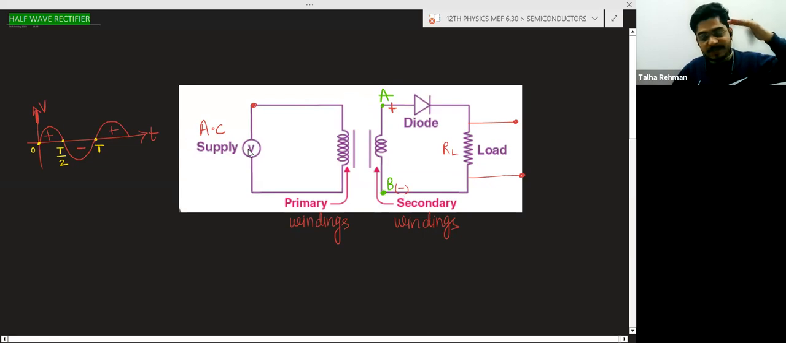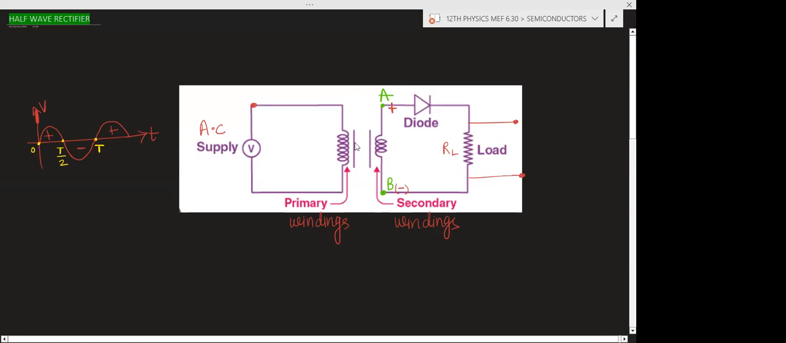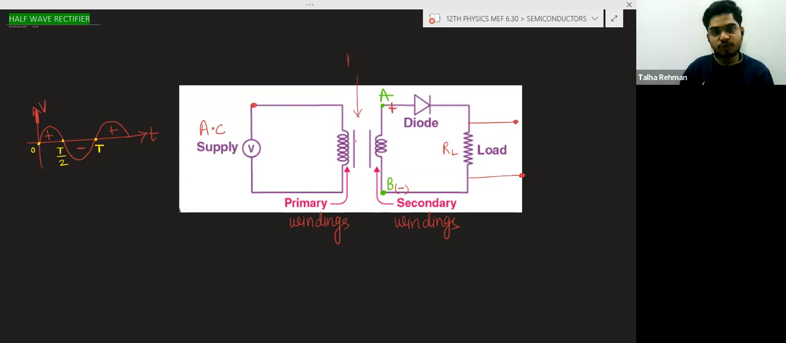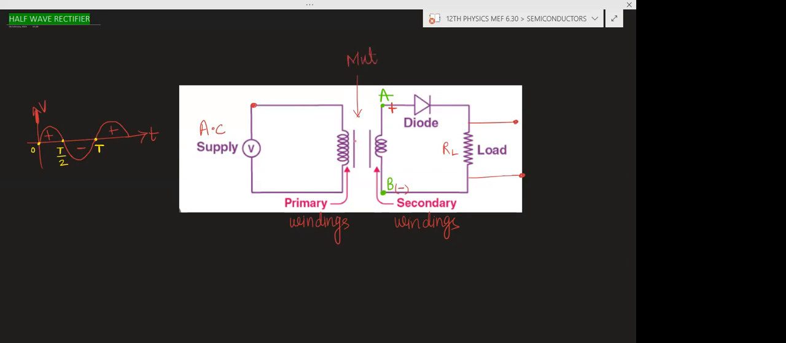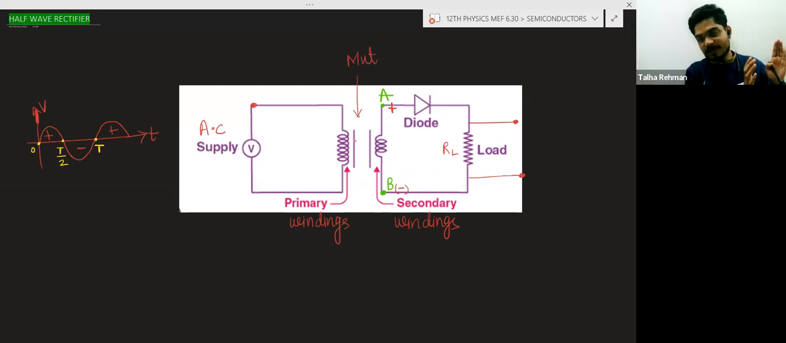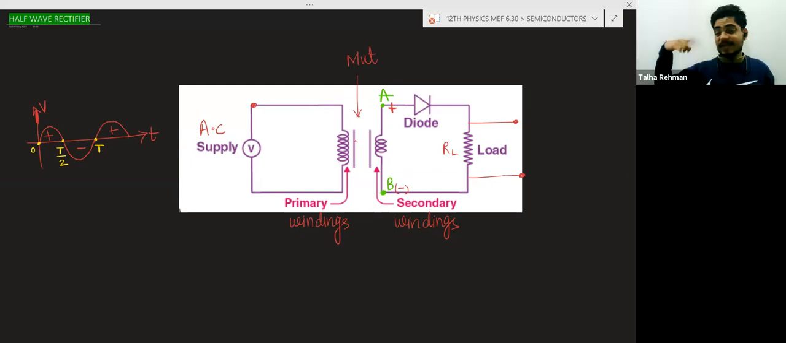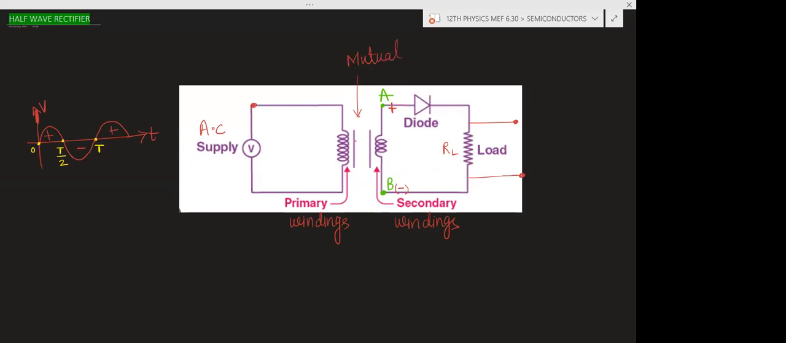Here alternating voltage is supplied, so mutual induction will take place. In a transformer, mutual induction. What is mutual induction? When you change the current in one coil, an induced EMF will be there in another coil. So mutual induction is there.